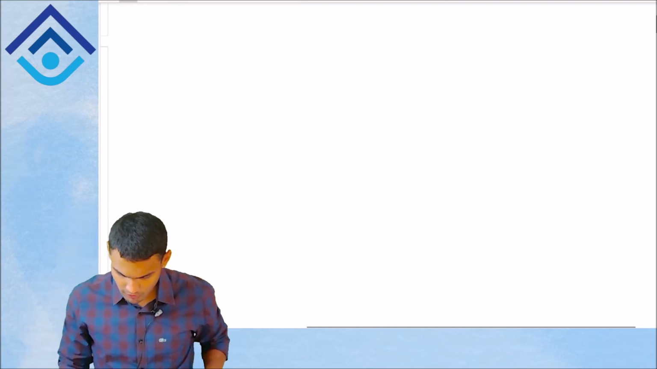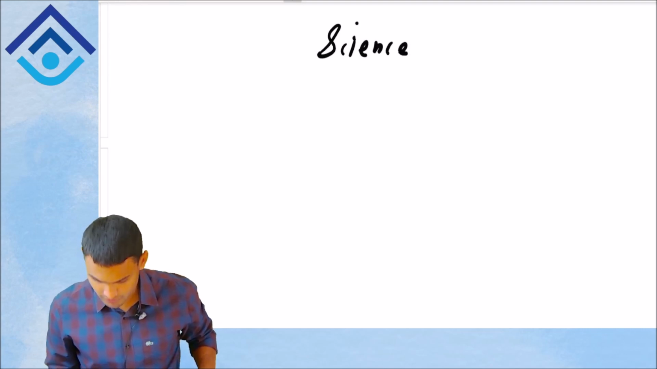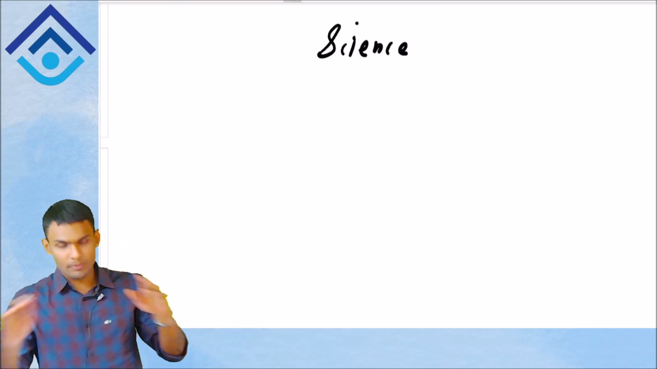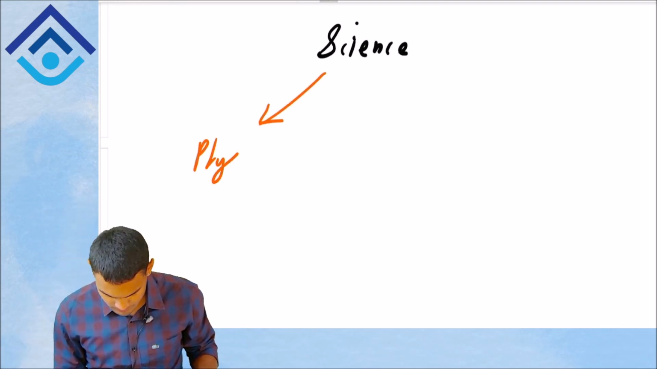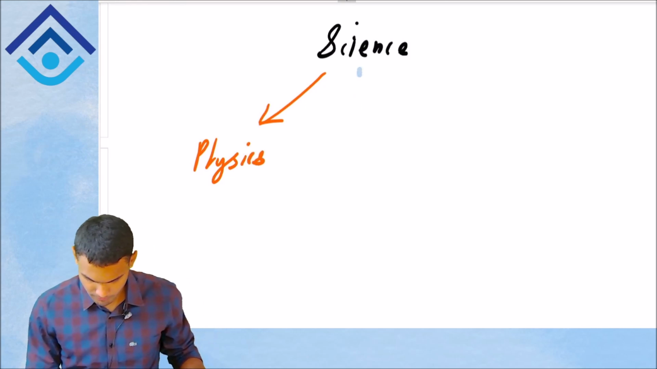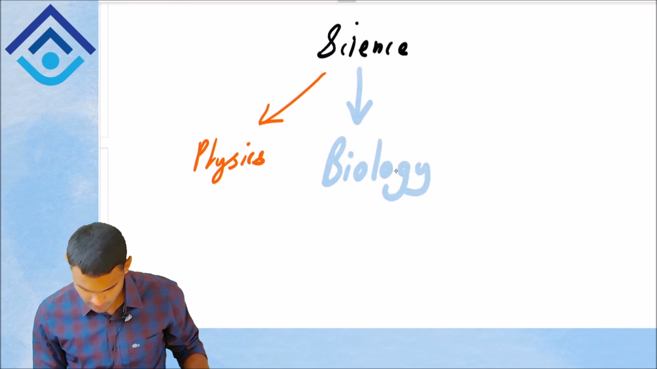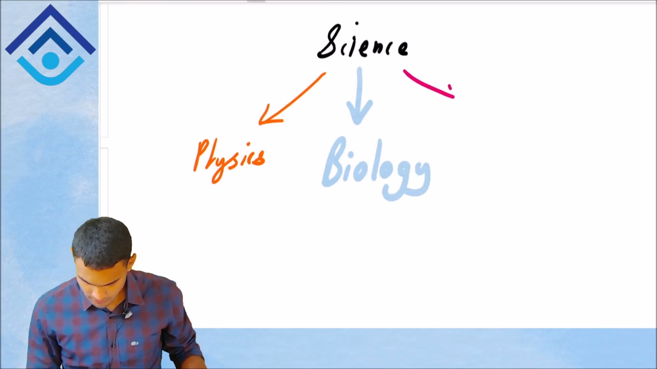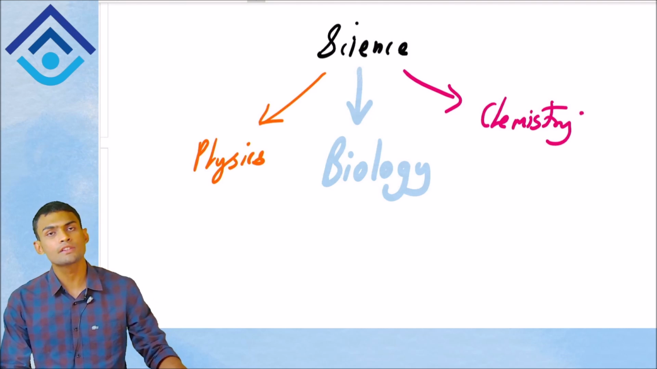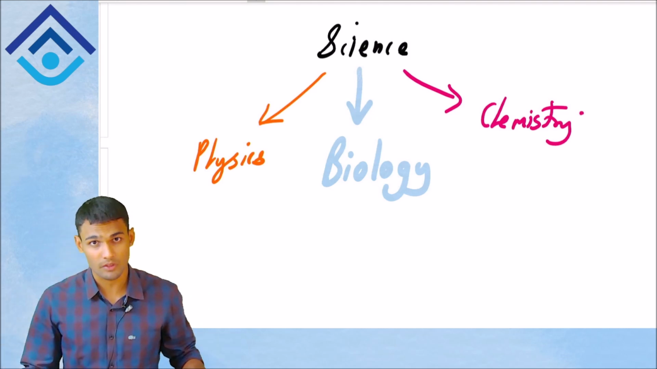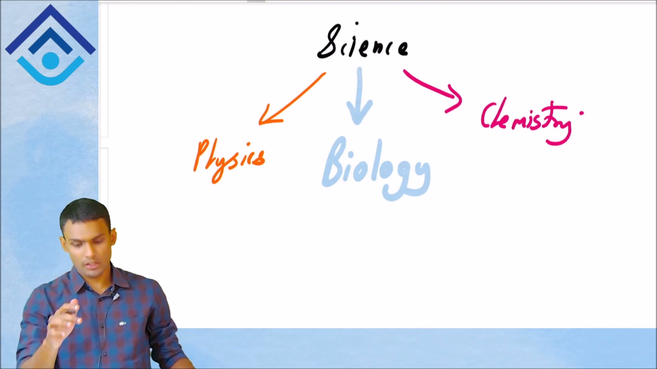When you come across this word called science, a lot of us are not aware of these three facts. There are three subdivisions of science. The first one is called physics. The second one is biology, and the third one is chemistry. If you go to understand each one of them in depth, they are huge in terms of curriculum. But just because this is an introductory lecture, we will be just looking at what they are in general.